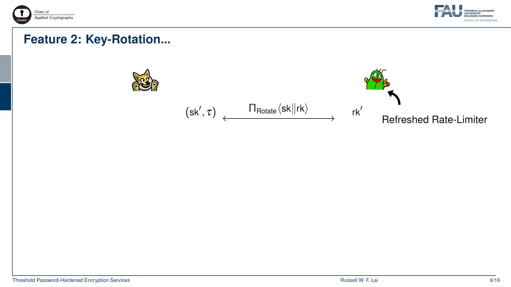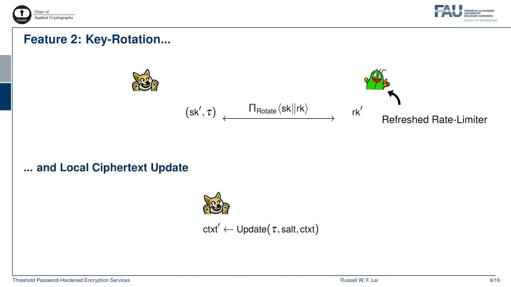Moreover, the server gets an update token tau, which can then be used to locally update each ciphertext to a new ciphertext which is compatible with the new secret keys. Note that the server only needs to communicate with the rate limiter once to rotate their secret keys, and afterwards the server can update each ciphertext locally, regardless of how many ciphertexts there are in the database.